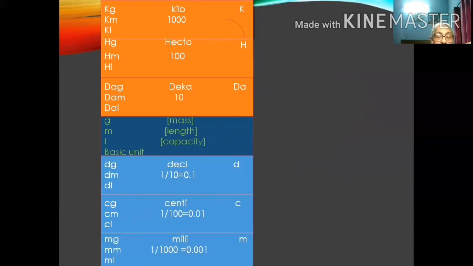Then 1000 times smaller than the basic unit is milli: for mass, mg, milligram, mm, millimeter, ml, milliliter. So from the standard unit, the 10th part is deci, the 100th part is centi, and the 1000th part is milli.